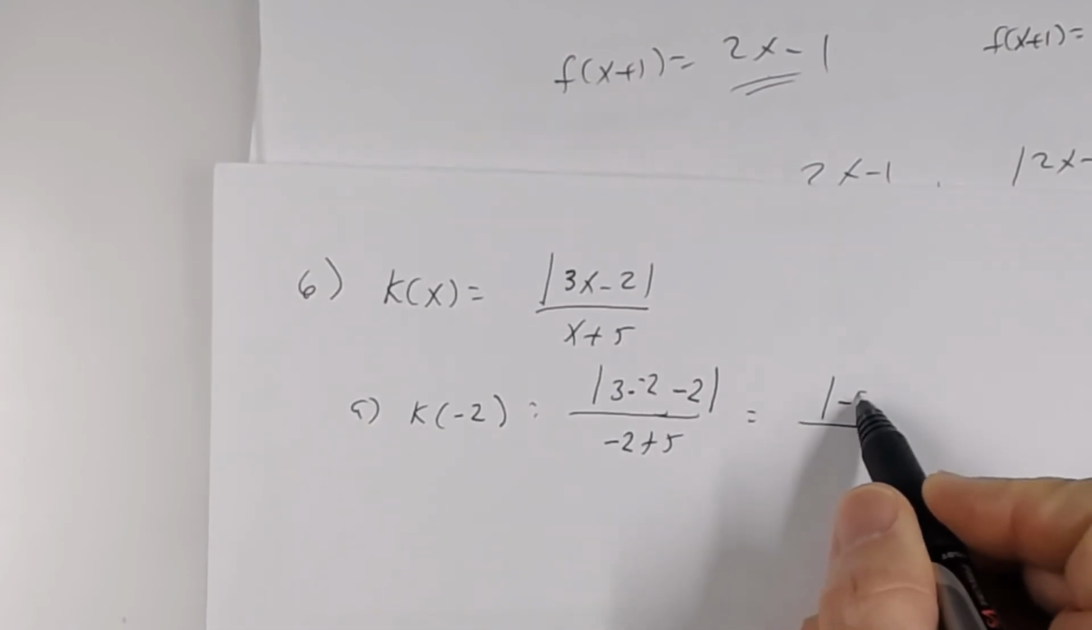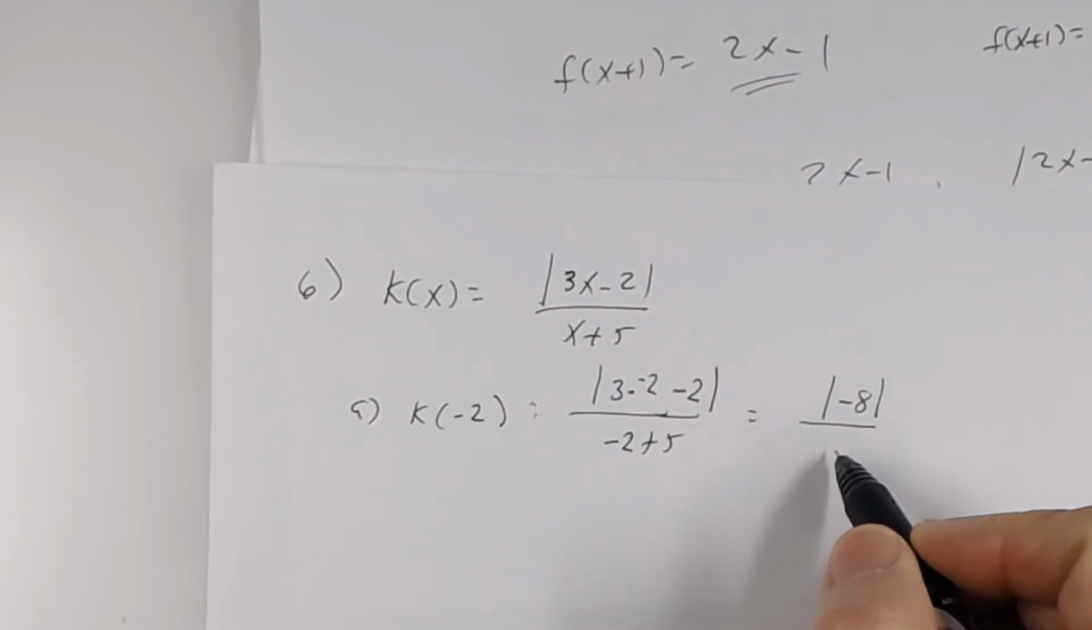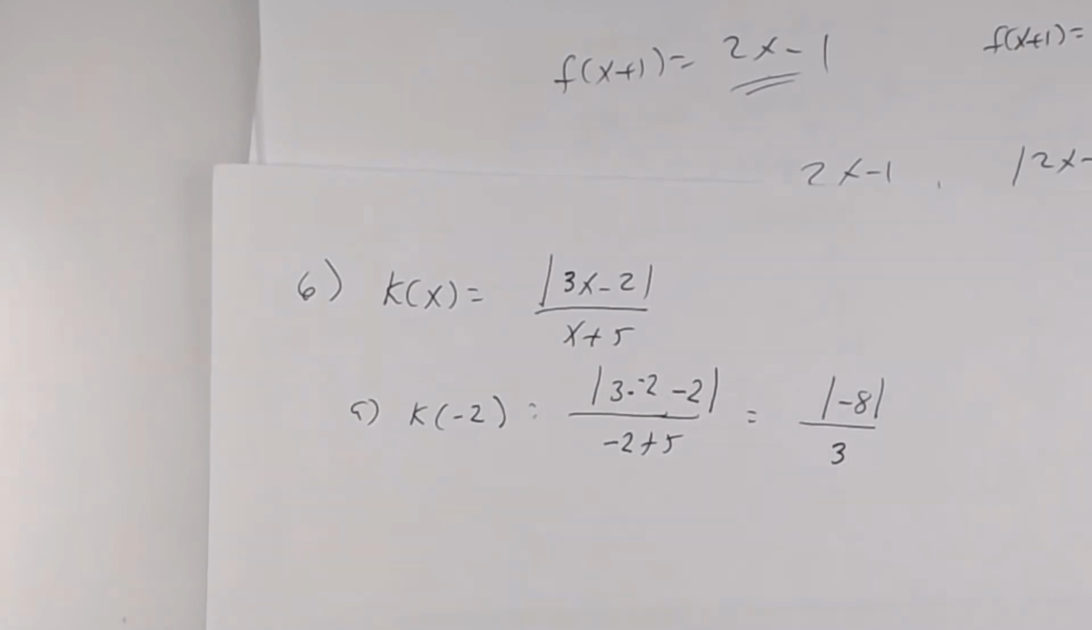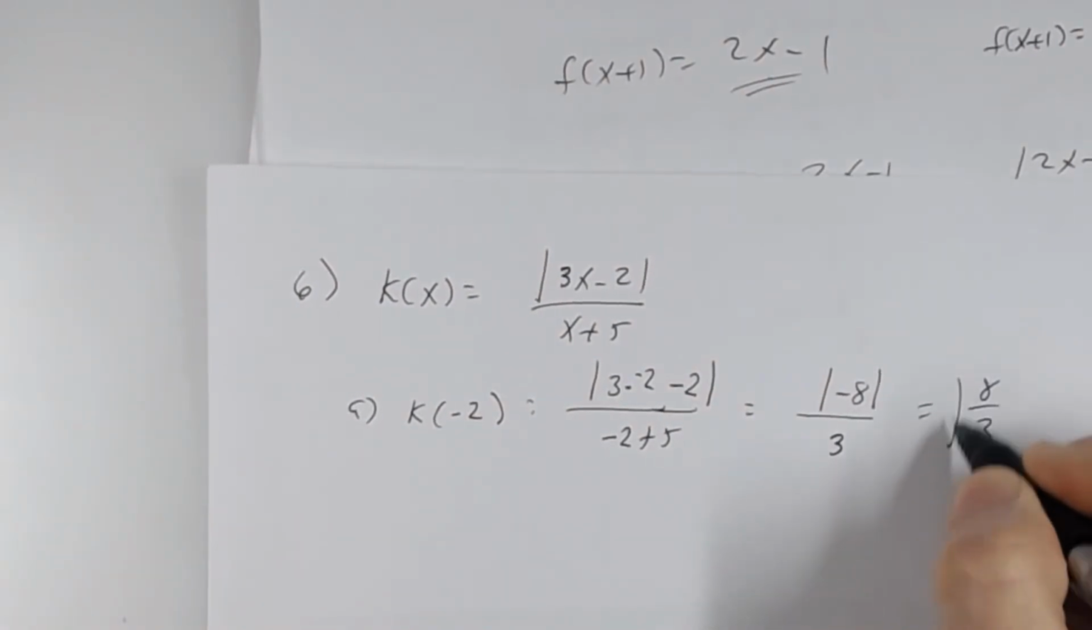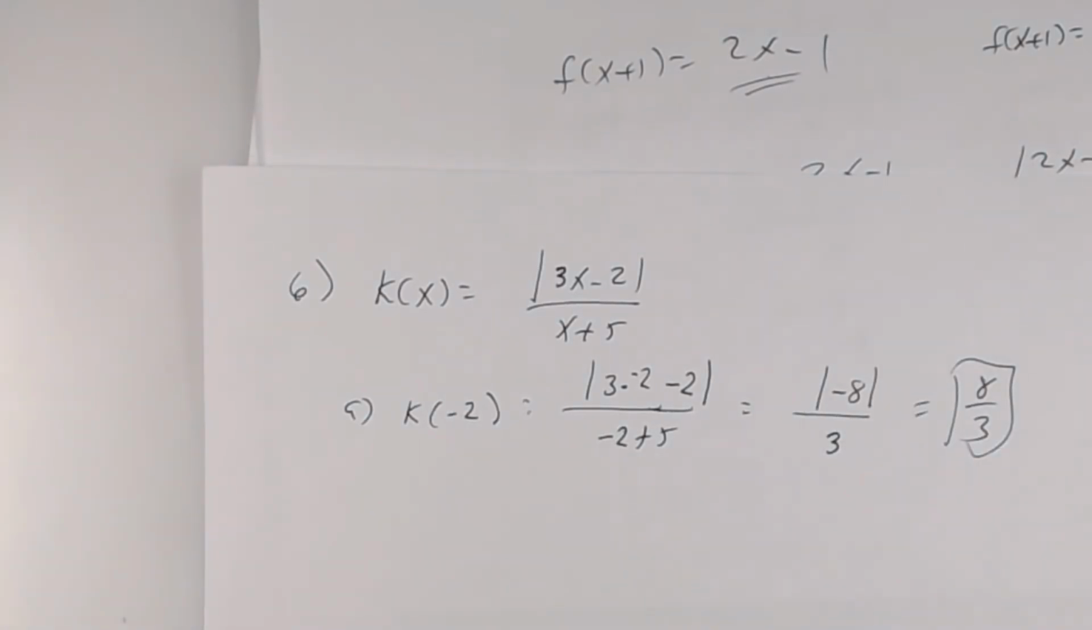So right now, all I have so far is this. I have the absolute value of negative 8, right? Divided by 3. Now you know you don't leave it like this, because you all know that the absolute value of negative 8 is 8. So the answer should be what? 8/3. Because you know how to evaluate an absolute value of a number.